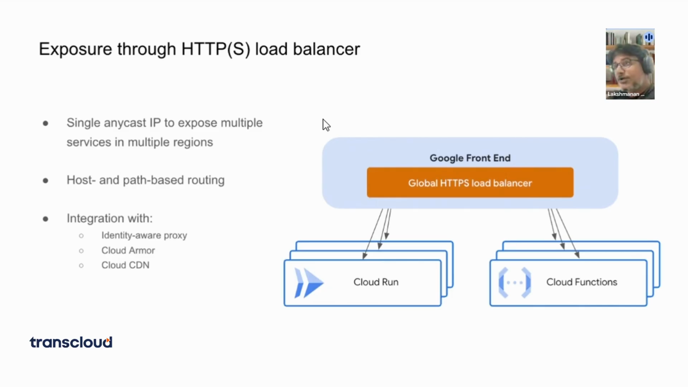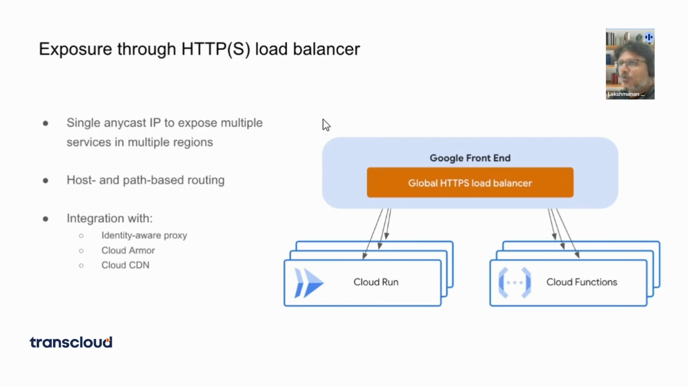Let's say you're really into DR, or you want to make sure that even if a single region is down, your application is still available from other regions. You can deploy your serverless application in multiple regions, right? But how are you going to serve those requests? That is where the single unicast, anycast IP address comes in.